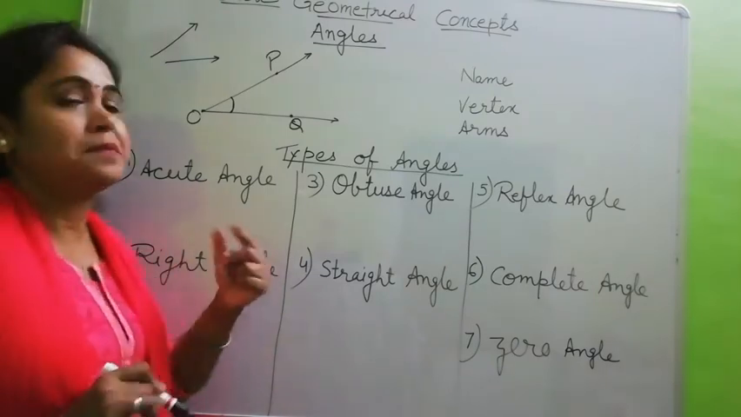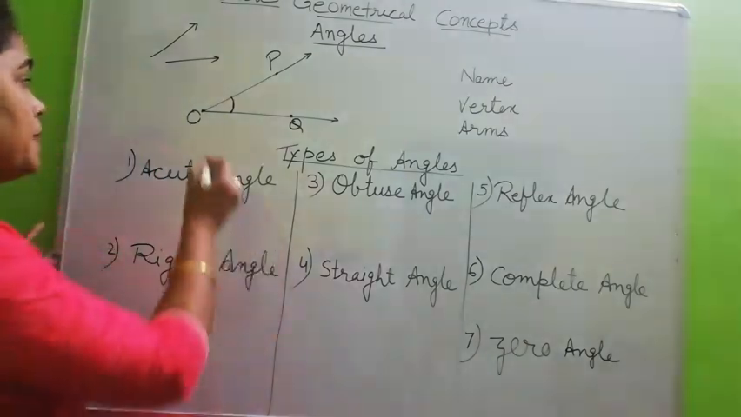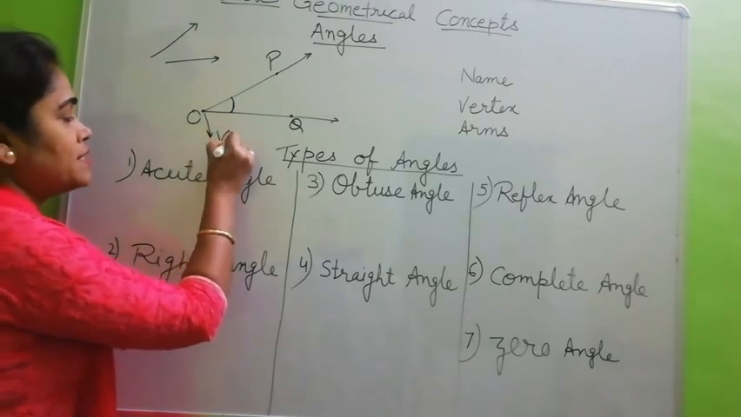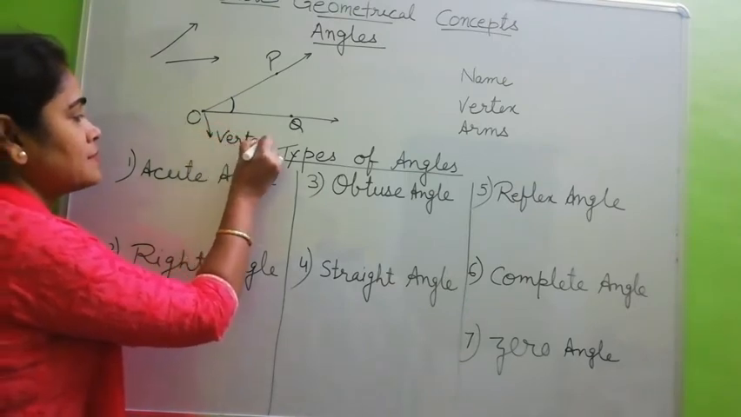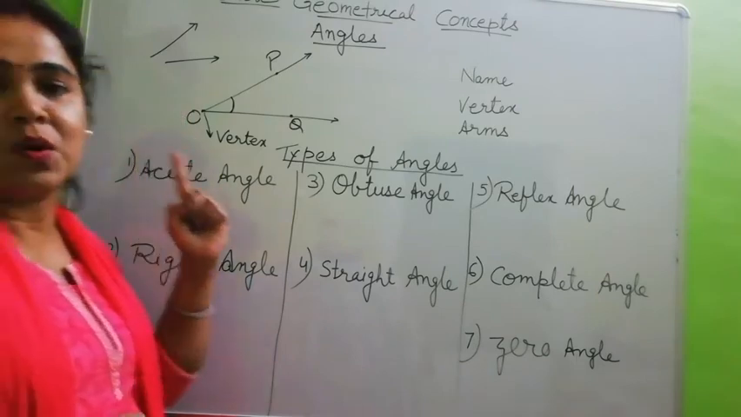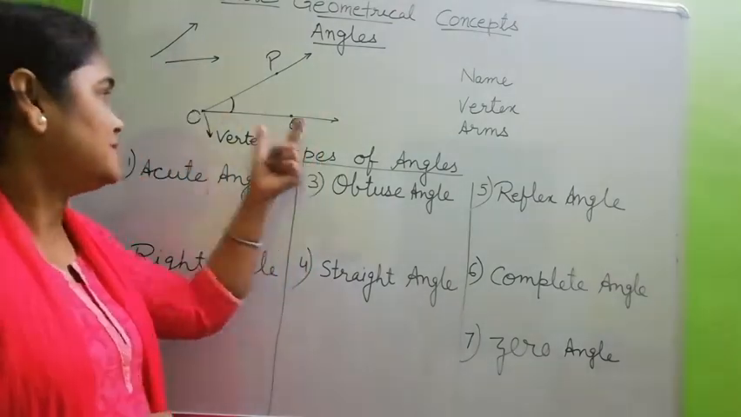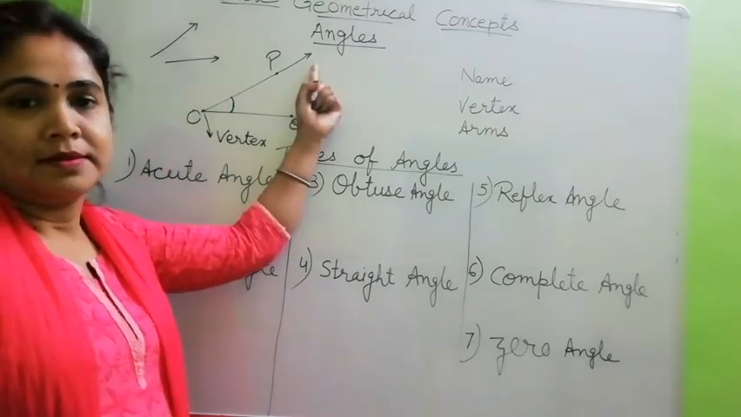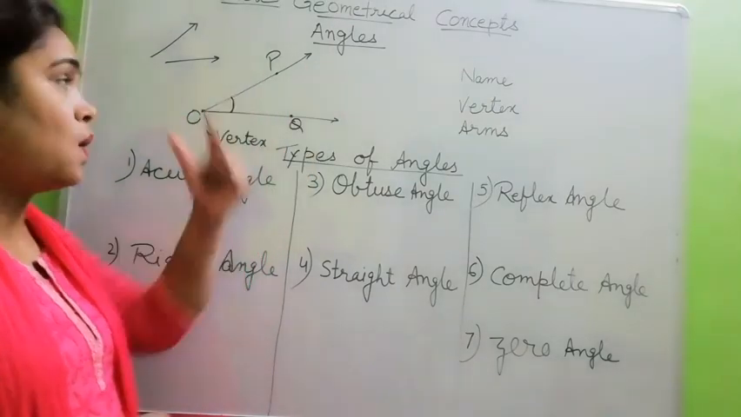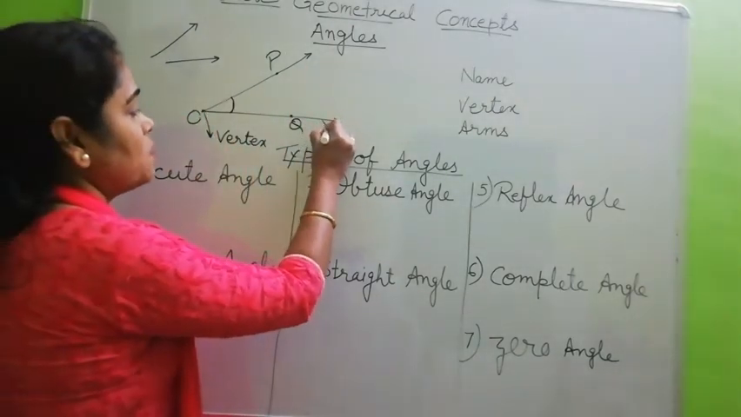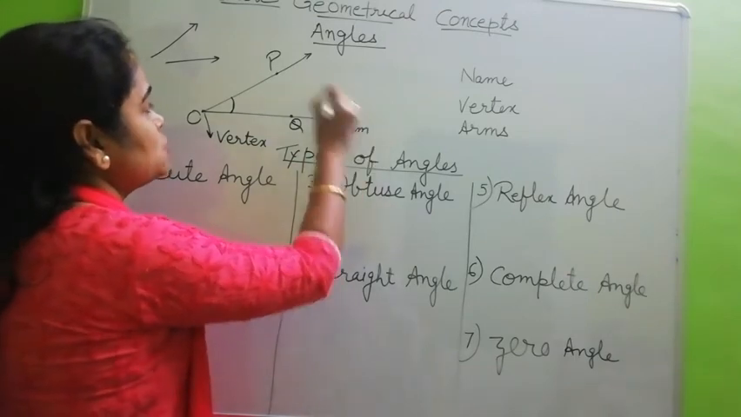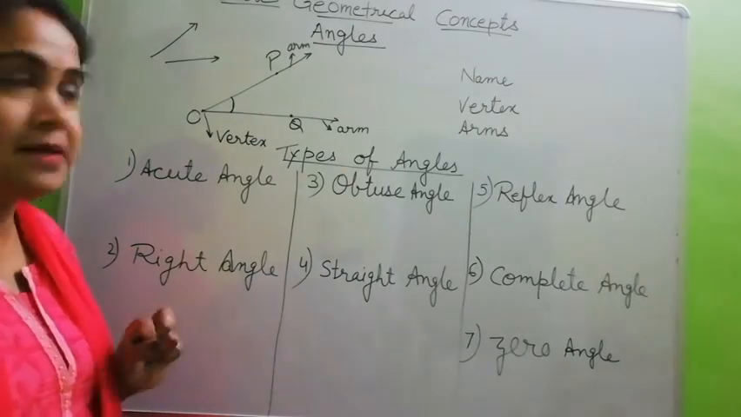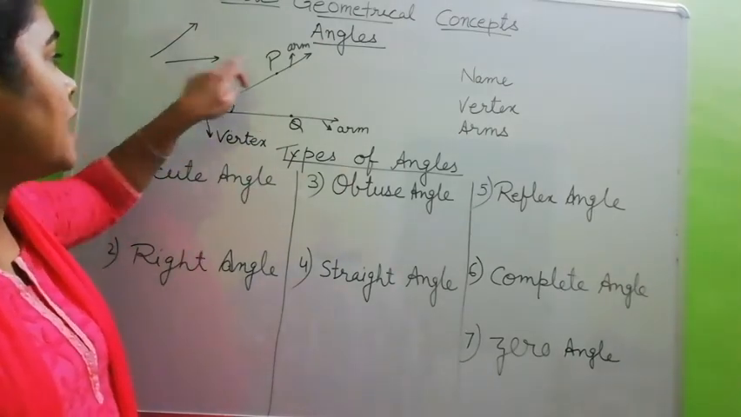First we will learn the parts of the angle. The point where they meet is called the vertex, and the rays which are meeting are called arms. It has how many arms? Two arms. Is the point clear? So, naming the angle.